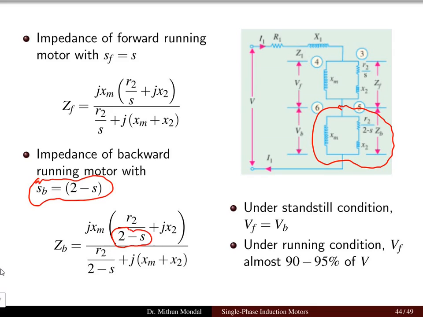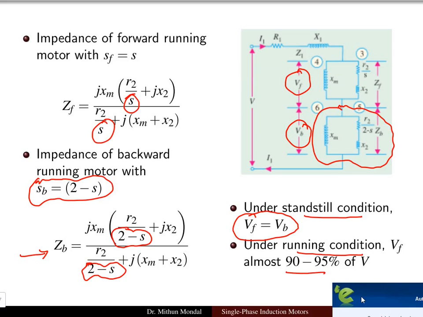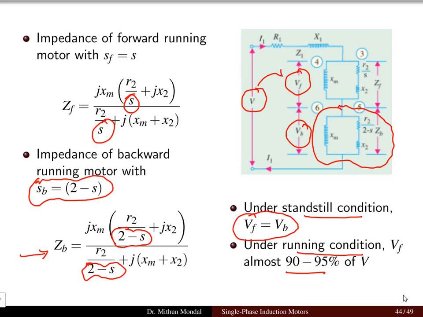So we have the 2 minus S representation in the backward impedance, and we have the slip representation in the forward condition. When the motor is under standstill condition, we know that the forward voltage and the backward voltage will be equal and the motor will be at standstill. But during the running condition, the forward voltage will always be 90 to 95% of the supply voltage. So if the supply voltage is V, then under running condition, the majority of the voltage is taken by the forward running condition of the motor.